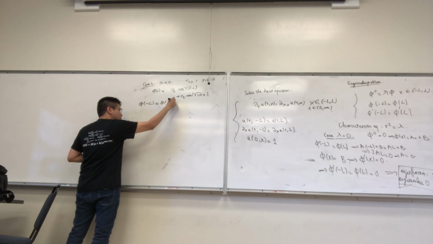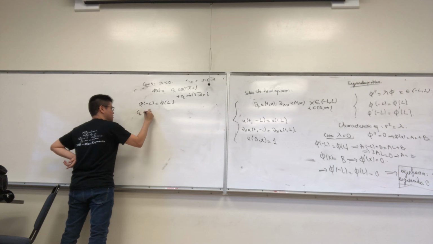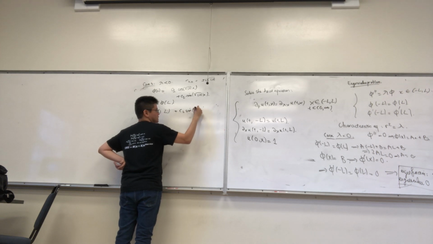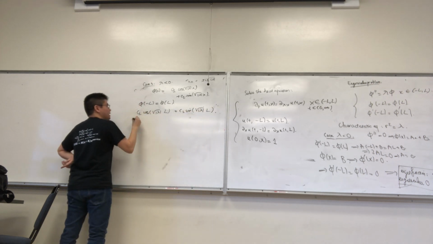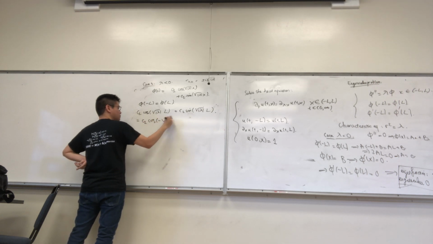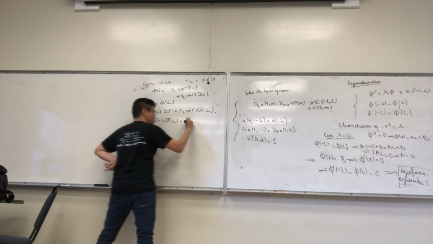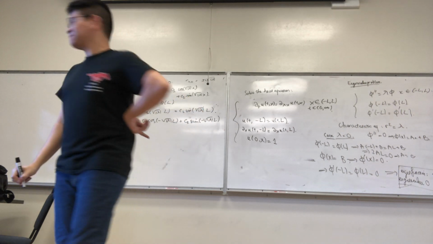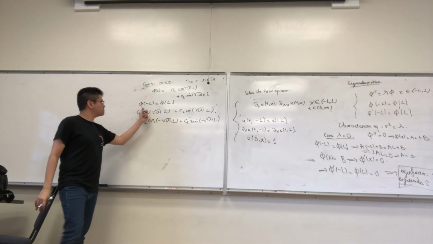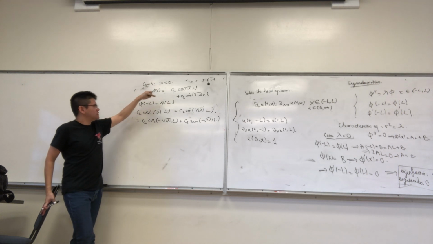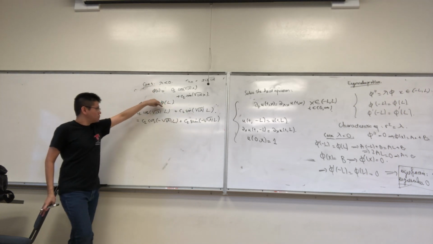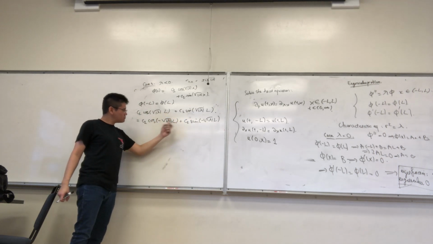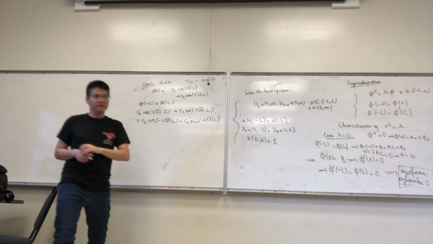Phi of L is phi of minus L. So I have C1 cosine of square root of lambda times L plus C2 sine of square root of lambda times L, and this equals C1 cosine of minus square root of lambda L plus C2 sine of minus square root of lambda times L. So I plug in the first boundary condition I had: phi of L is phi of minus L.